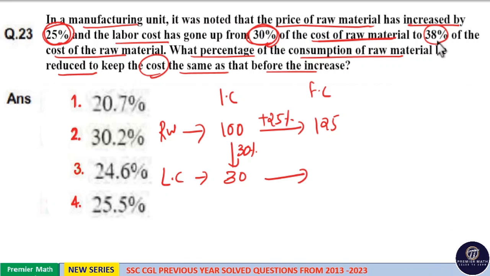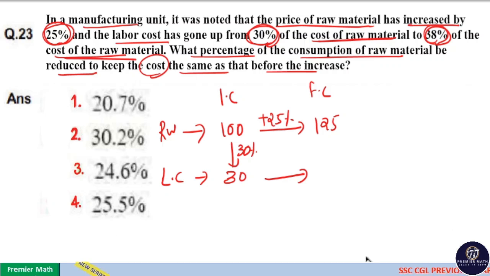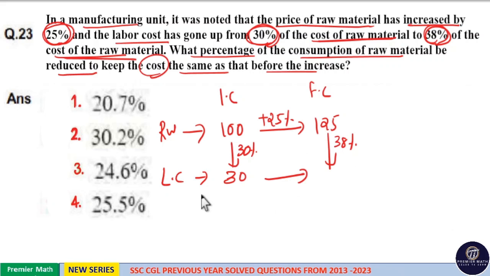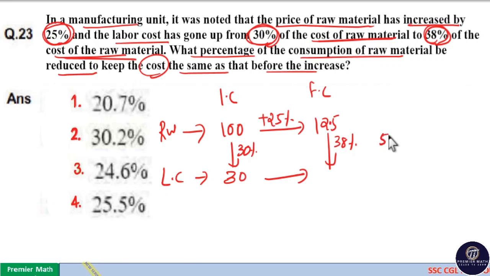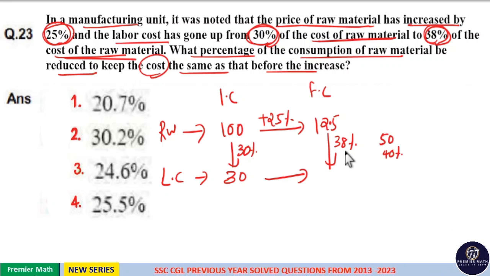Now it is increased to 38% of the cost of raw material. Now the final cost of raw material is 125. So 38% of 125 is the final labor cost. Now 10% of 125 is 12.5. Then 20% is 12.5 into 2, 25. Then 40% is 25 into 2, 50. This is 40%. Now subtract 2%. Here 1% is 1.25, then 2% is 2.5. So 50 minus 2.5 is equal to 47.5.